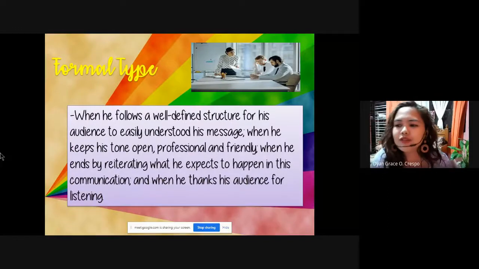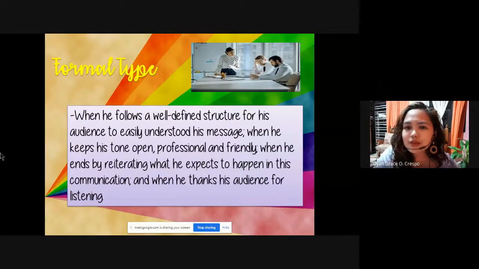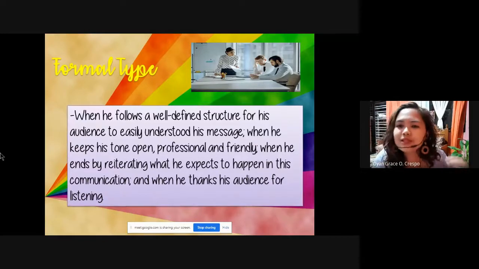Next, when a person, when siya mag-formal type, follows a well-defined structure for his audience to easily understand his message. So even if it is formal, it's still easy to access. When he keeps his tone open, professional, friendly, when he ends up reiterating what he expects to happen in communicating, and when he thanks his audience for listening. So sometimes it's like this.